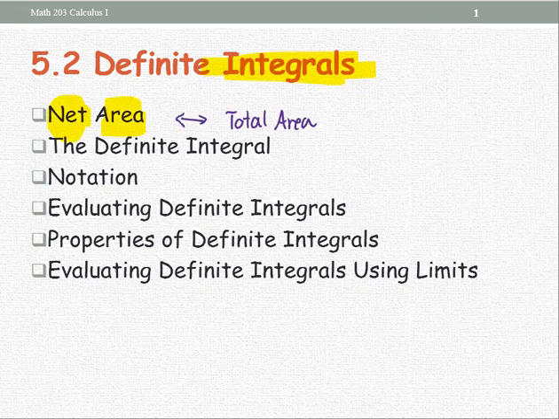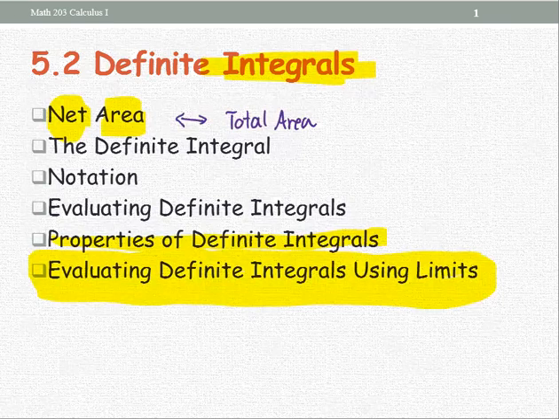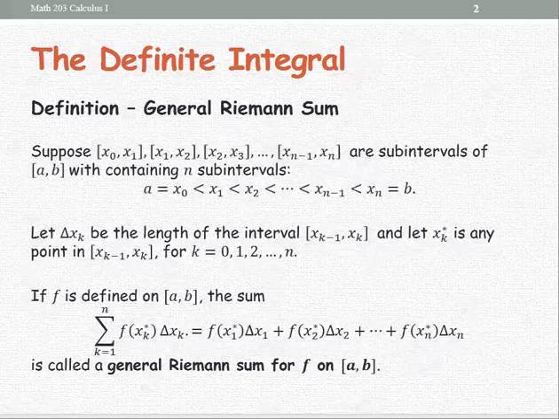And then later on, we will see the properties of the definite integral. Evaluating the definite integral using the limit. This part, I'm taking it away, so don't worry. It's not included in the exam or in your quiz, the last quiz, and also in the homework. It's already taken away. So we just focus on the area, net area, total area, definite integral, notation, and evaluating the definite integral, including the properties.